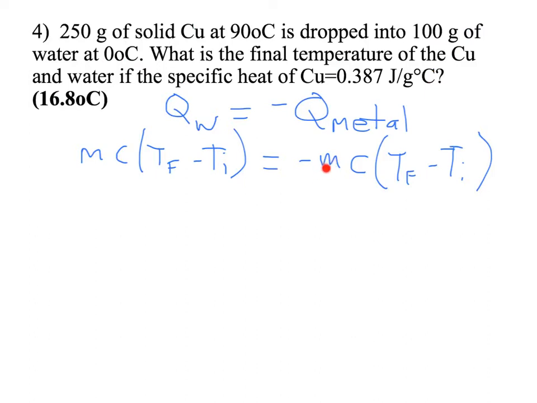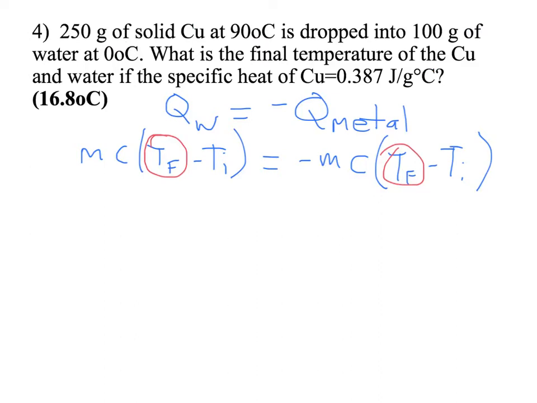For the metal side, this mass is the mass of the metal. The C is the C for the metal, and the Ti is the Ti for the metal, which is 90 degrees C. The only one that is the same on both sides, the final temperature, that's what we're solving for, and it will be the equilibrium temperature, the temperature that both the metal and the water are when they achieve that balance that is called equilibrium.